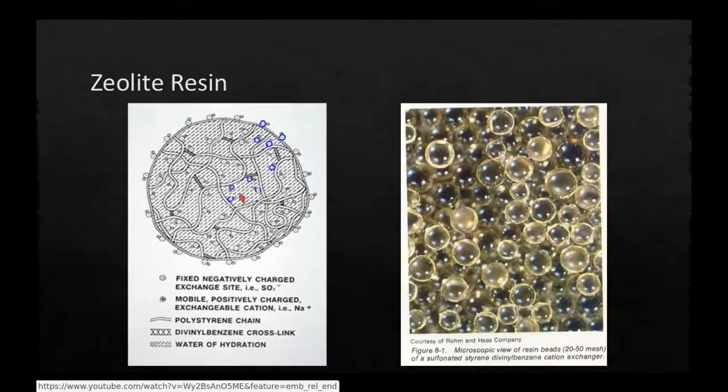And so when water comes in with some sort of a calcium, the calcium goes to the site and the site gives off a sodium ion. Or maybe if it's a hydrogen zeolite softener, it'll give off a hydrogen cation.